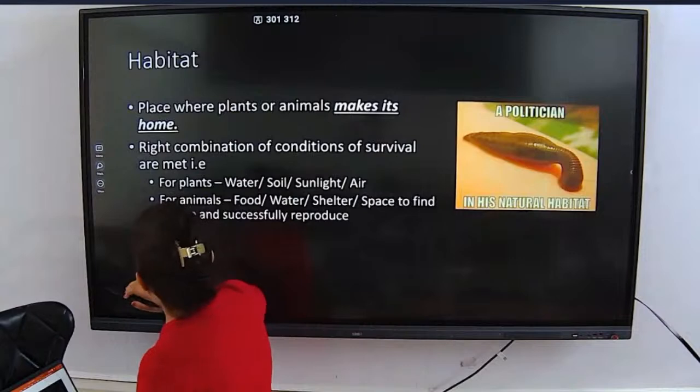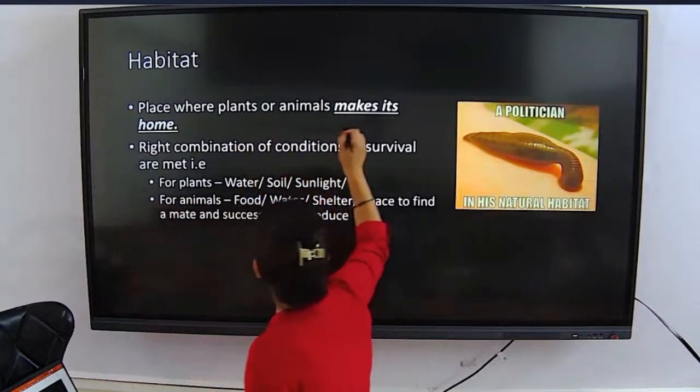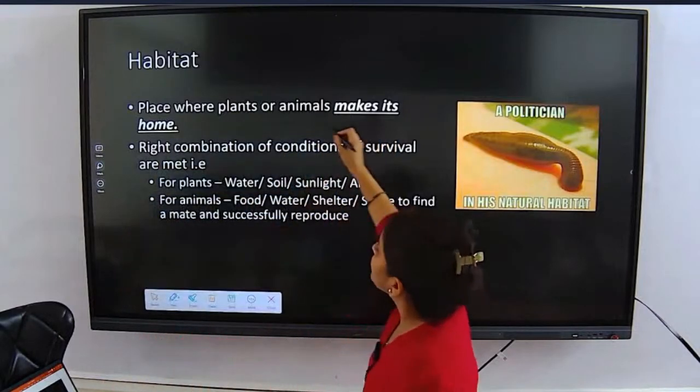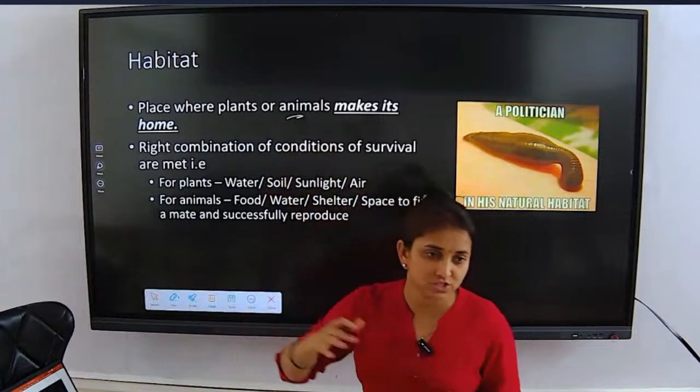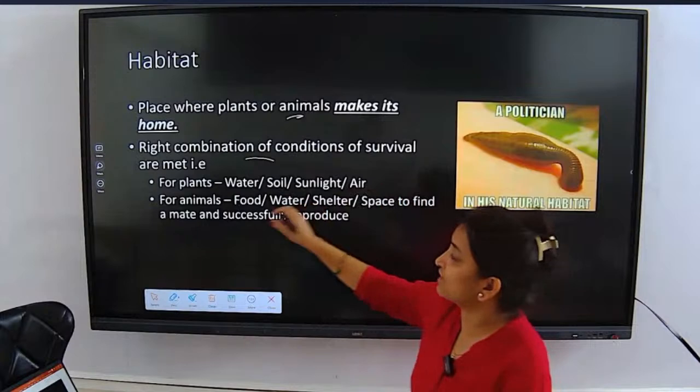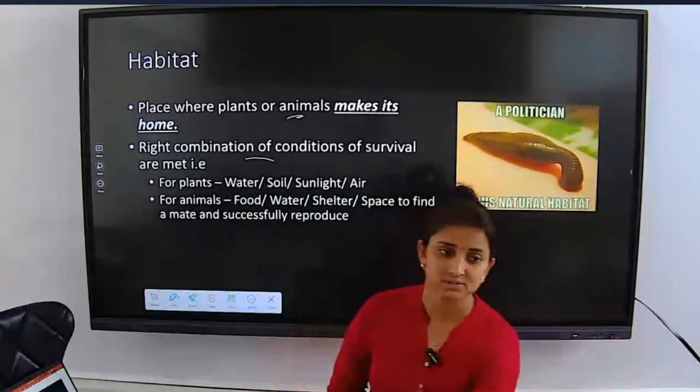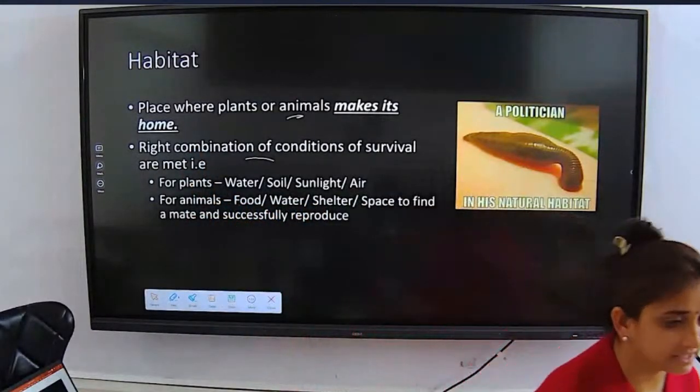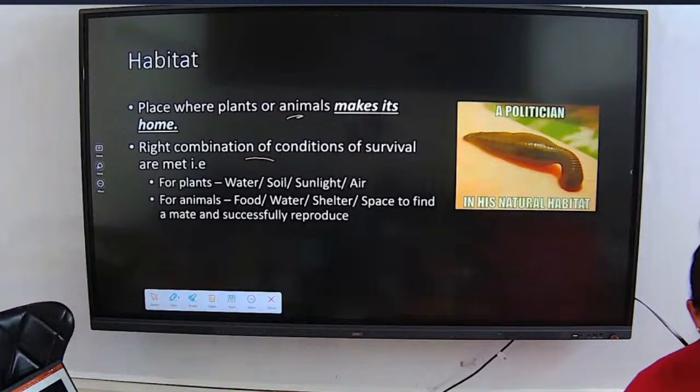So habitat basically means where a plant or animal makes its home or living, where it chooses to live. The right combination of conditions for survival must be met, and only in that case does the organism choose a particular habitat. Now, can you give me an example of habitat?